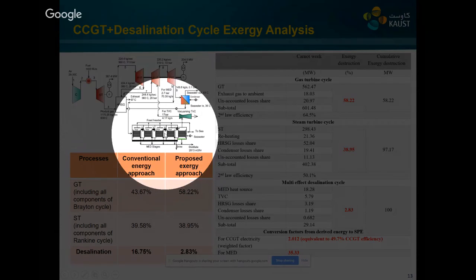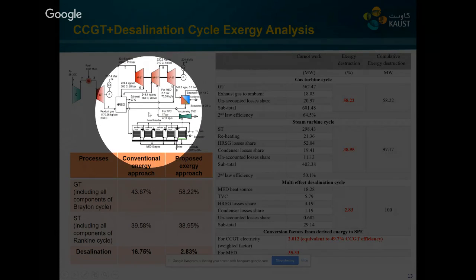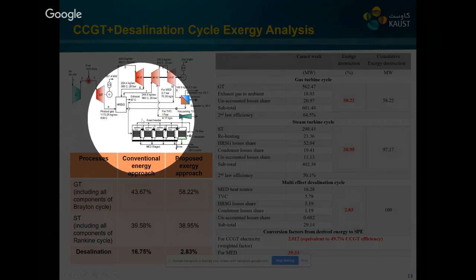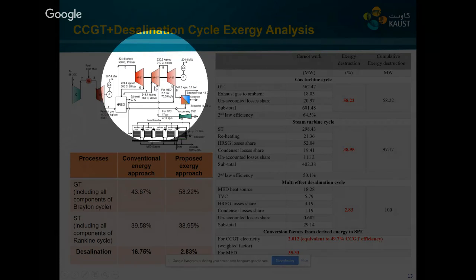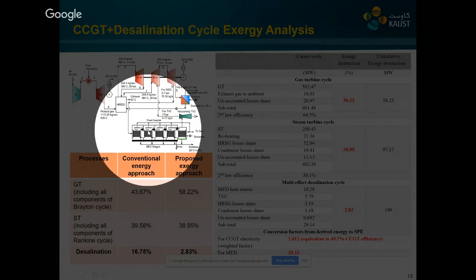So thermal desalination with a power plant has the best thermodynamic synergy, because they are designed to operate at those conditions. The steam turbine is designed to operate at high temperature and pressure, and the desalination cycle is designed to operate at low pressure and low temperature. So they have the best synergy and the best utilization of the available energy of the primary fuel.